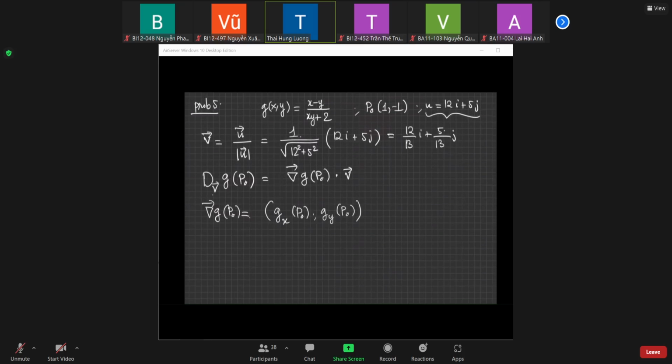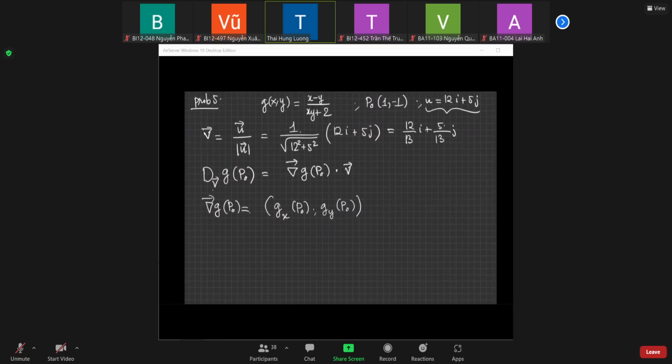We already have the formula of g. You just need to find the partial derivative with respect to x and y. Let's find what gx is. So here is the function. If we want to find the partial derivative with respect to x, we need to consider it as a one variable function of x, and y should be considered as a constant. And now that means we should use the quotient rule here, right?